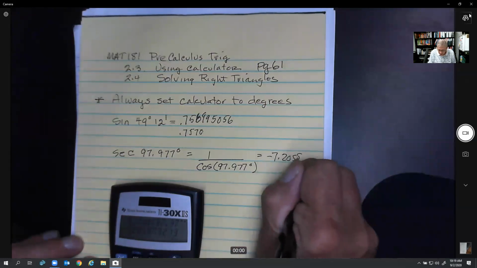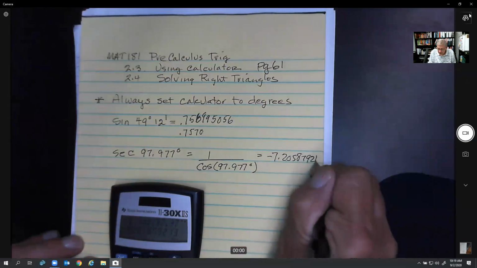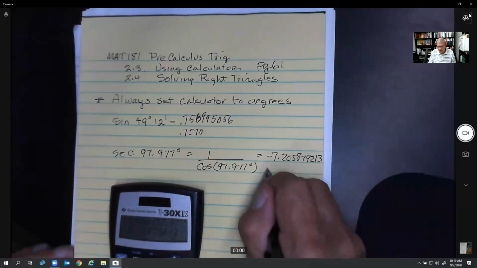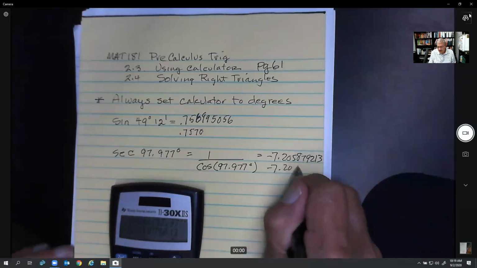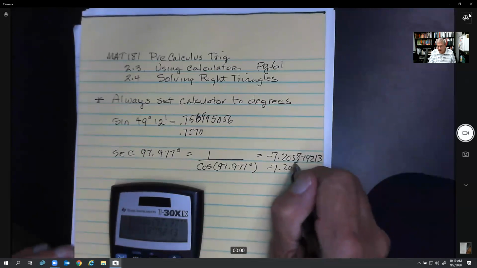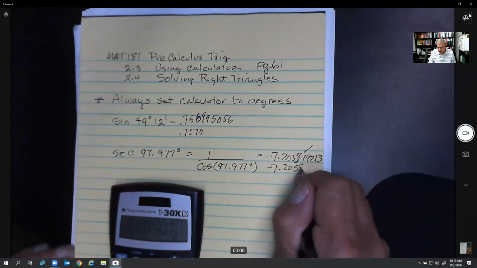I'm going to write the whole thing down because the book did. If it doesn't tell you to write out that many, then maybe just 4 places. And let's round this up. To round up, look at the last place. Look at the number after it. If it's a big number, we're going to round it up.